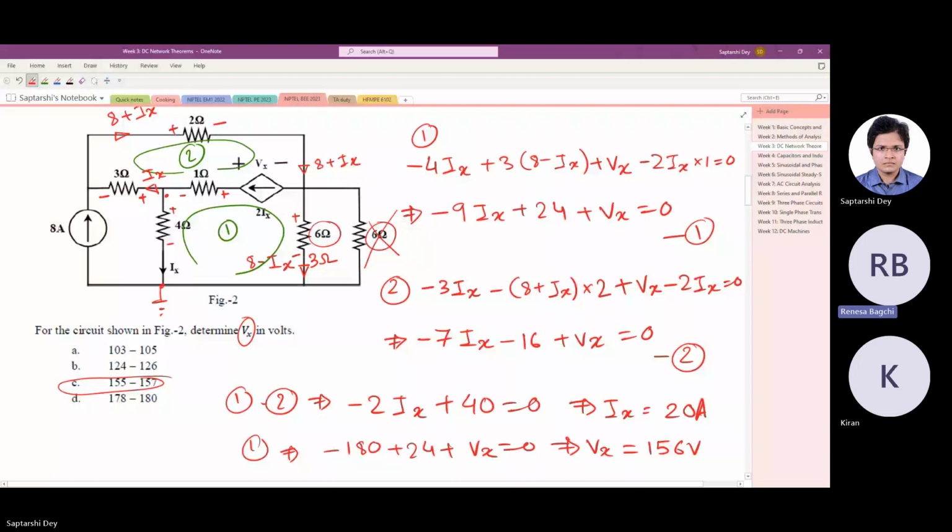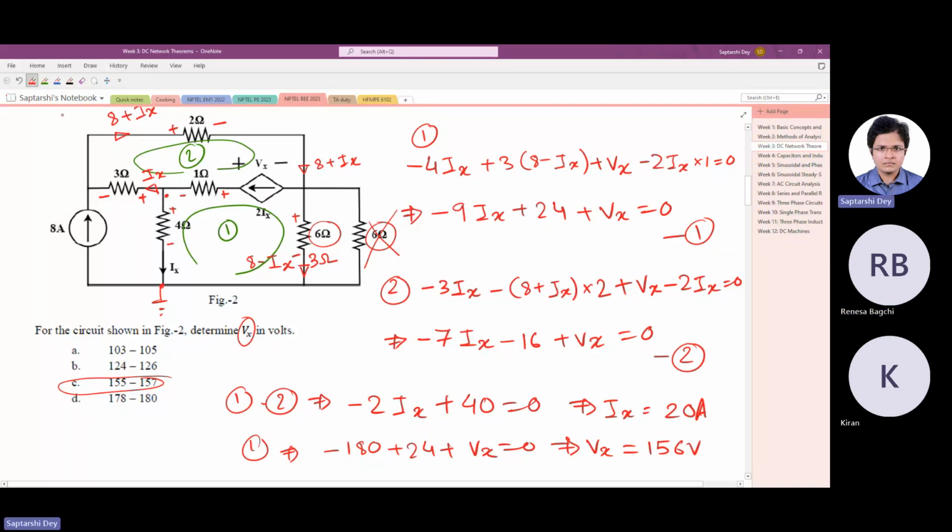So where did you get that minus 2Ix in the second node equation? Once again, in the second equation, what? In the second node equation, where did you get that plus Vx? It's fine, but minus 2Ix, where did you get that?